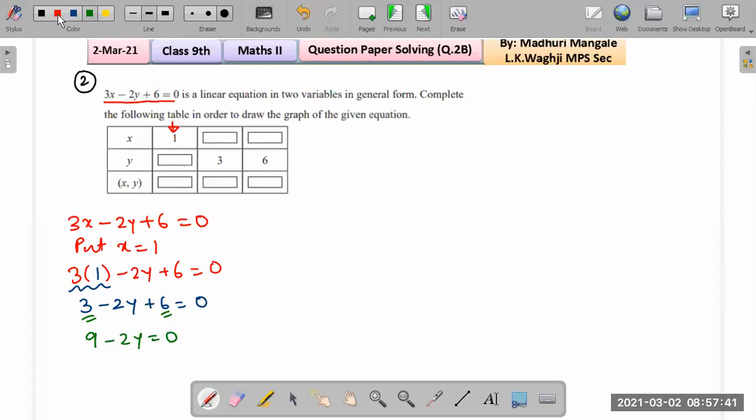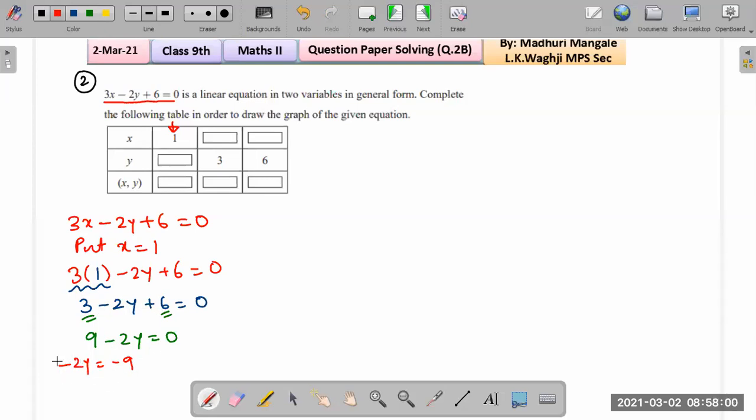Correct? What will be the next step? We shift this 9 to the other side. Why? Because we want to bring y by itself. We are finding y. Correct? So that will be minus 2y equals to minus 9. Plus 9 shifts to that side, that will become minus 9.